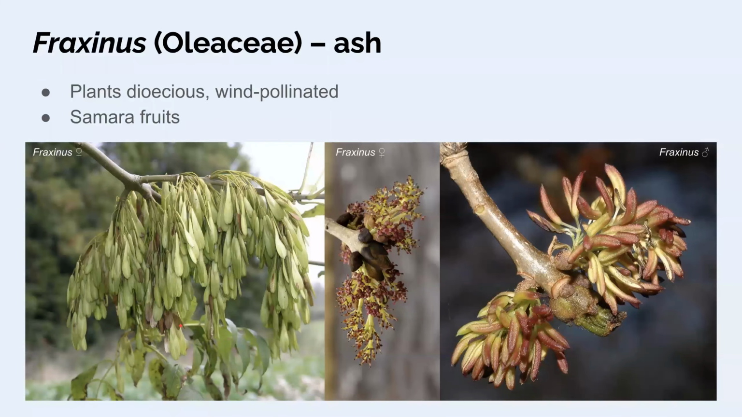So also plants that are dioecious. So there's female plant producing the samaras, female plant in flower, male plant with flowers, and then wind pollination, as we've seen. So lots of really big anthers here to produce lots of pollen for the wind pollination, and then big stigmas here to collect the pollen.